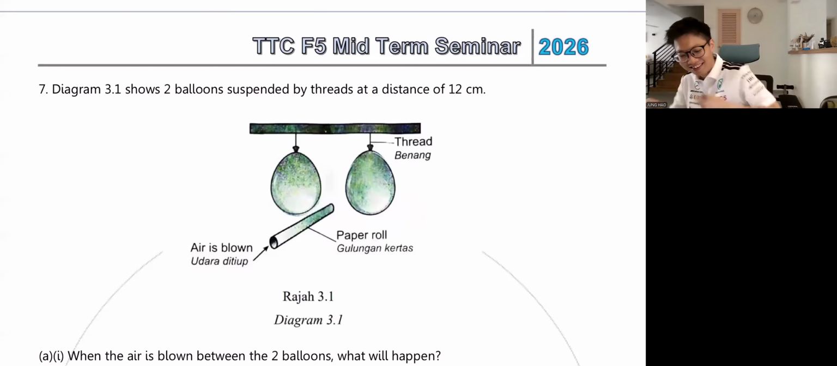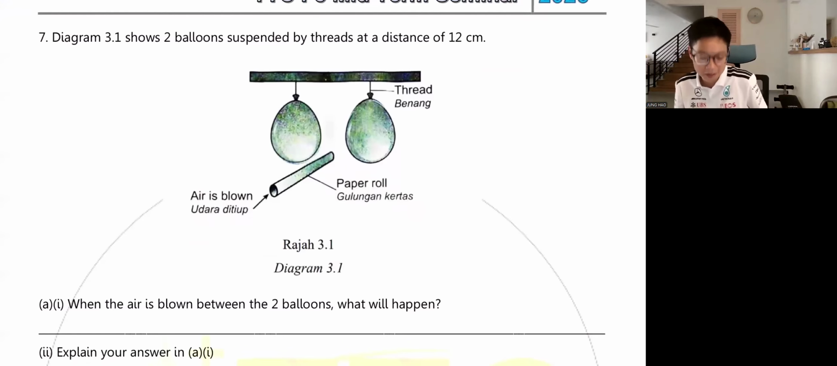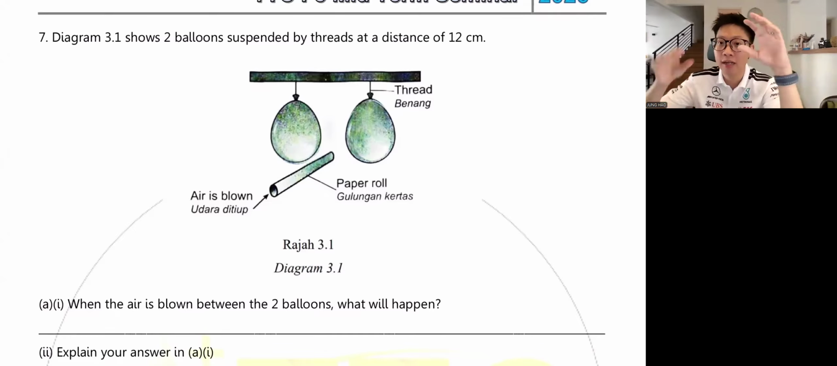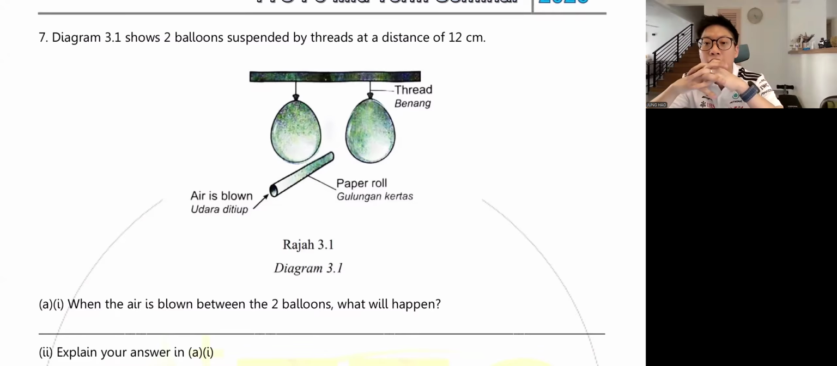Okay, now, this shows two balloons suspended by a thread at a distance of 12 cm. When air is blown between the two balloons, what will happen? Okay, guys, can you tell me, when I blow air across the two balloons, what will happen to the two balloons? Will they separate or will they come closer together?